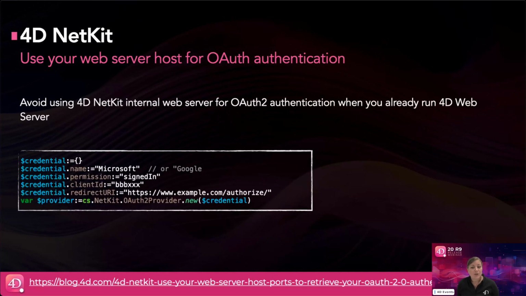To make this work, you will need to set up a route in your HTTP handlers.json file, as explained in the blog post. But why is it useful? In fact, it simplifies your setup because you don't have to deal with an extra web server or port or anything. You just keep full control over HTTPS and domain handling. And you avoid exposing any internal server that you might not need.